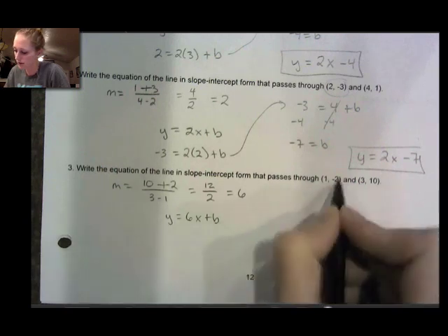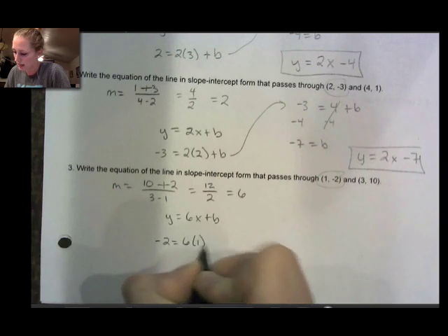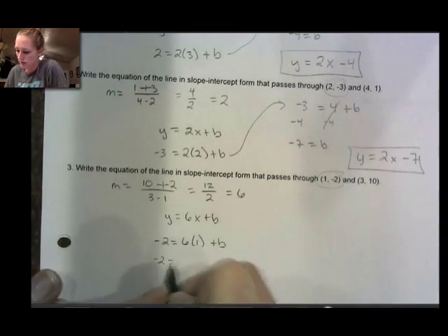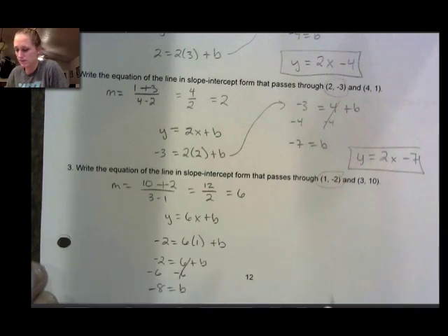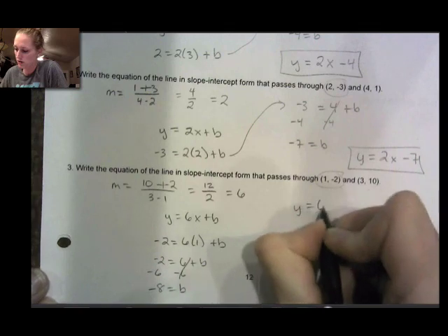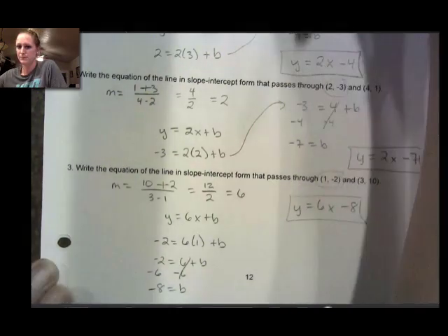So I'm going to use that first point again. -2 is my y. 1 is the x. Solve for b. -2 equals 6 plus b. So subtract 6. So we get -8 is our b. So slope of 6, y-intercept of -8. Our equation is going to be y equals 6x minus 8.